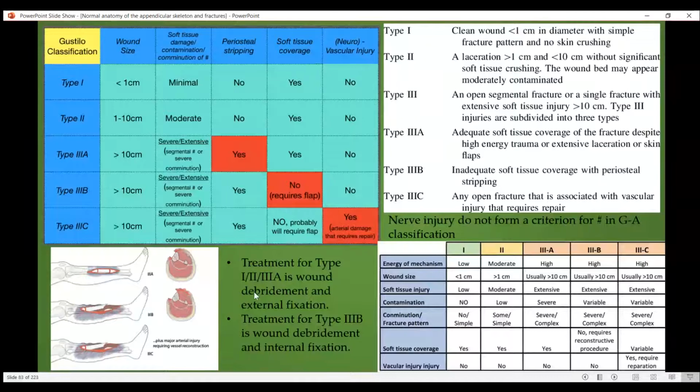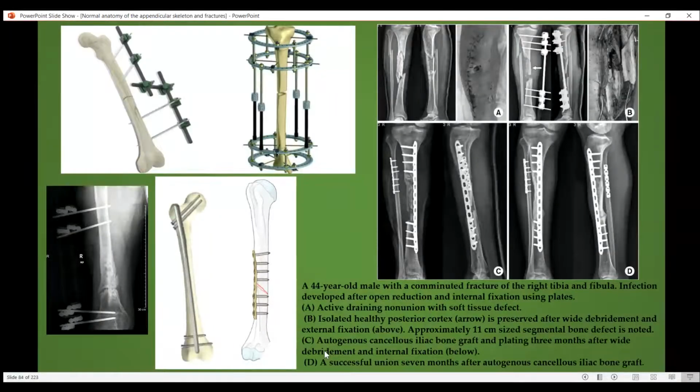Actually there will be wound debridement and external fixation has to be done. We will talk about that. And then for type 3B, wound debridement has to be done, and then internal fixation has to be done. You can see here these are the external fixation devices. You see here there is a comminuted fracture of the tibia, and there is a single oblique fracture of the fibula, right?